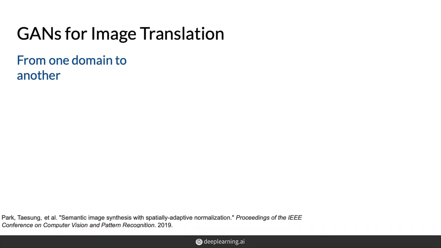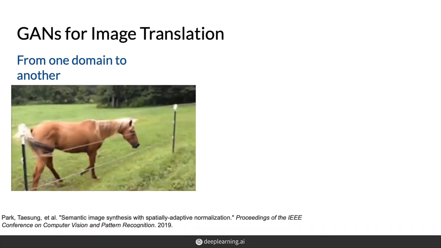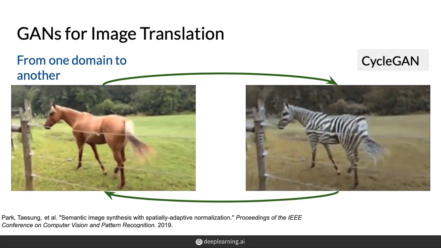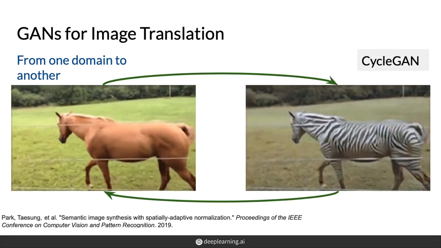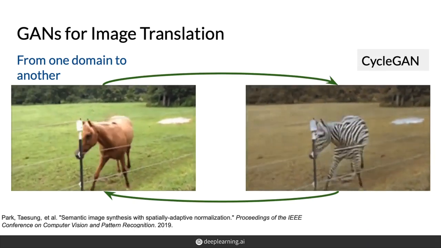GANs can also perform image translation, which just means they can take an image from one domain and transform it into another. For instance, they can transform an image of a horse into a zebra and vice versa. What's really, really interesting is that you don't actually need examples of a zebra and a horse doing the same things, and instead just transfer that style over.